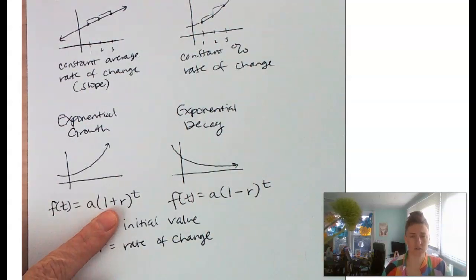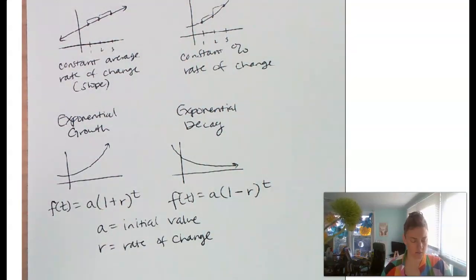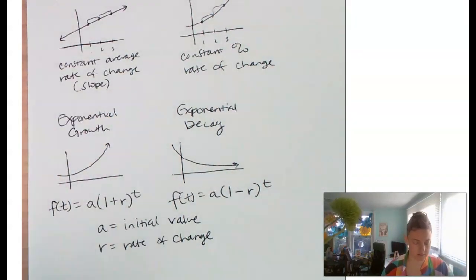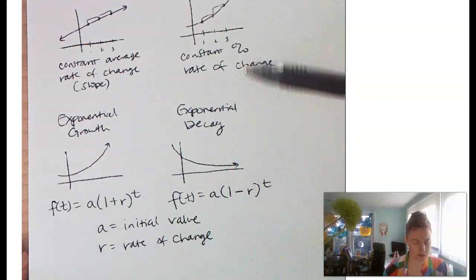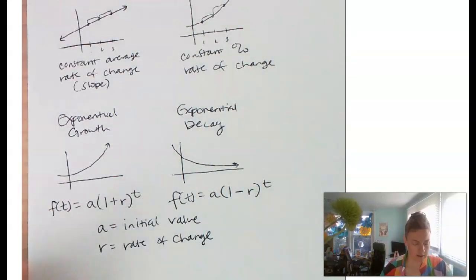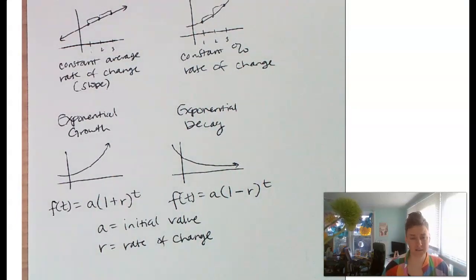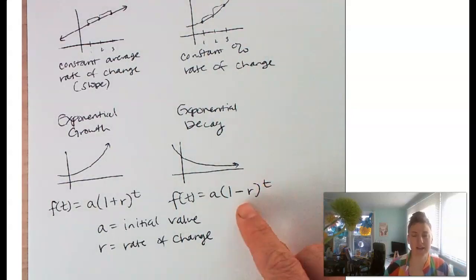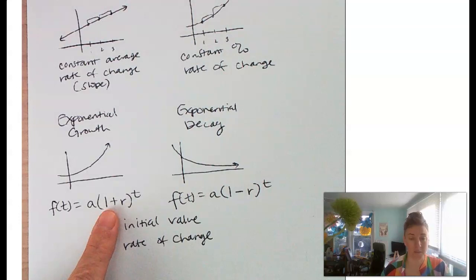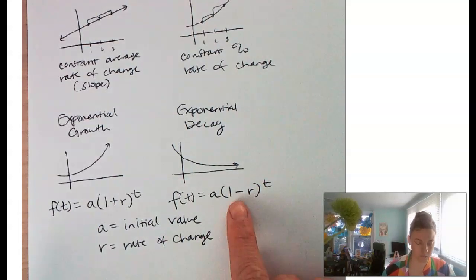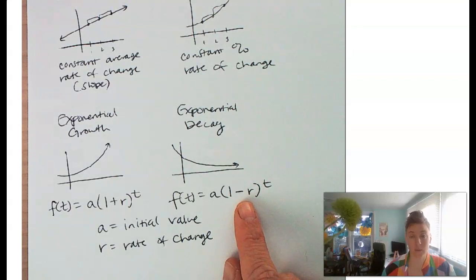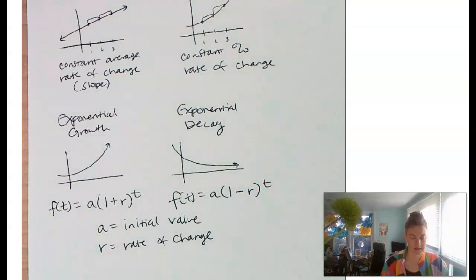So if we're adding that rate of change, we'll have a positive growth. Okay? If we are subtracting that rate of change, we will have decay. We talked about this last time. When the base is greater than 1, it's growth. When it is less than 1, it's decay. So obviously, if we have 1 plus some number, that base is going to be greater than 1. And if we have 1 minus some number, that will be less than 1. Okay, that's how we get our growth and decay.